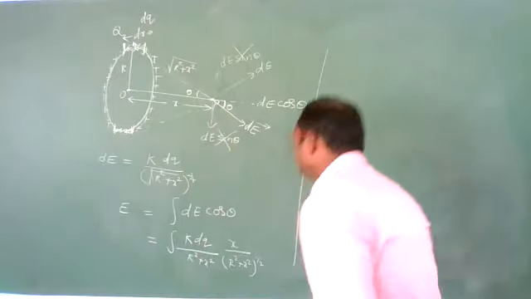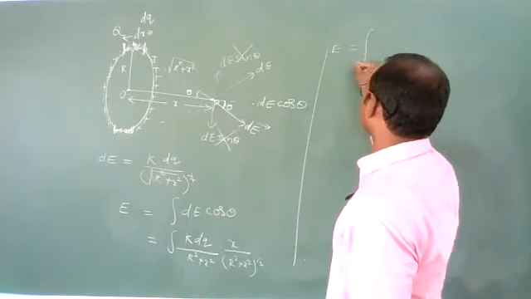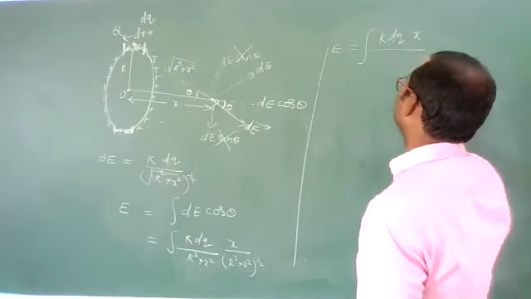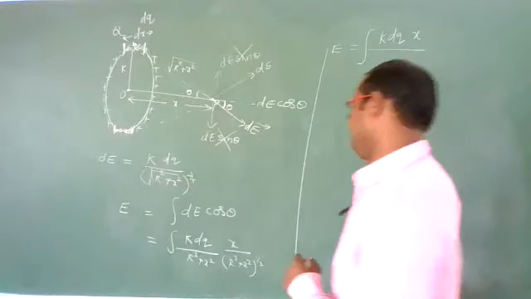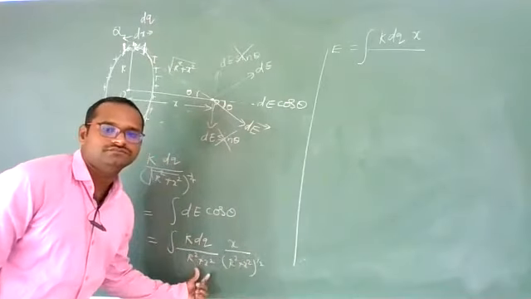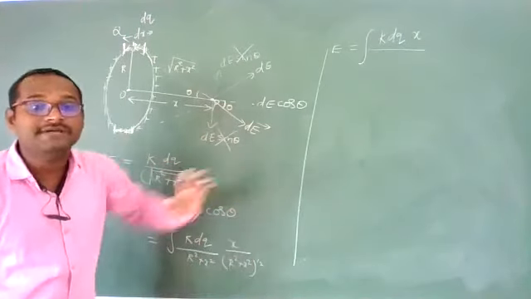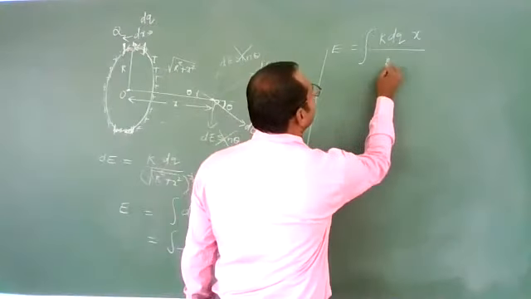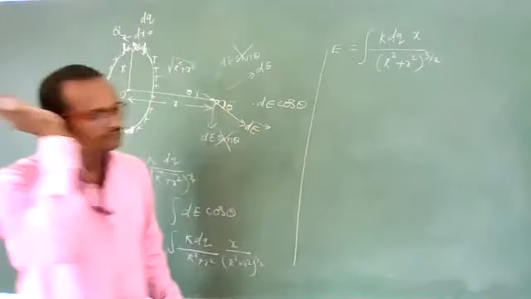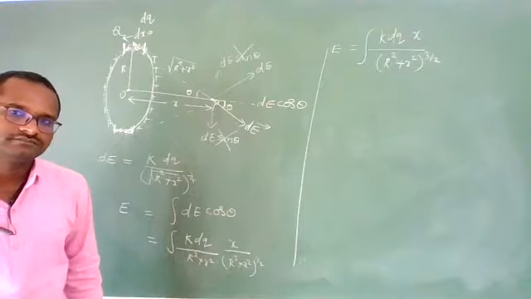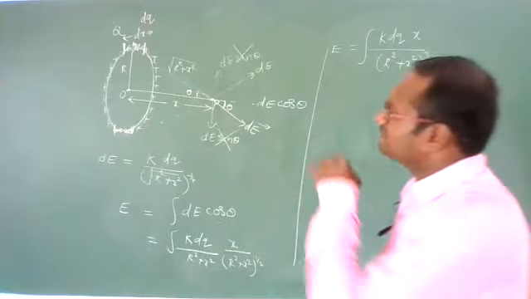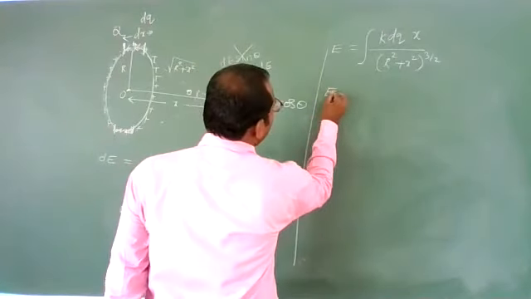So you will get E is equal to the integration of k dq into x divided by (r square plus x square) into (r square plus x square) whole power 1 by 2. Power 1 by 2 times power 1 gives power 3 by 2, no? So you will get (r square plus x square) whole power 3 by 2. Clear, students? Yes. So this you will get here.